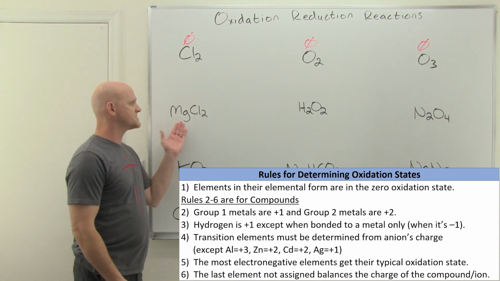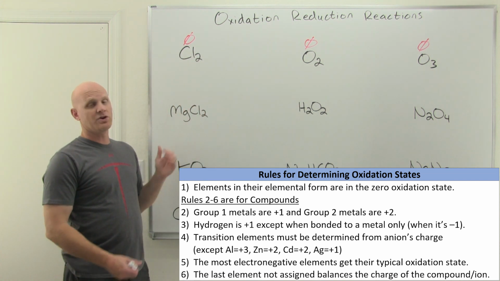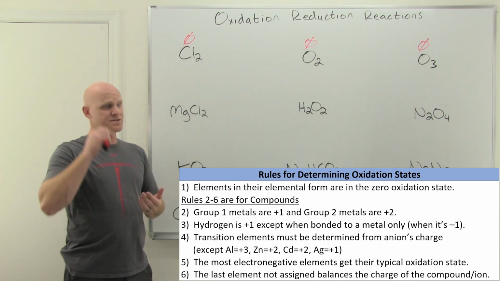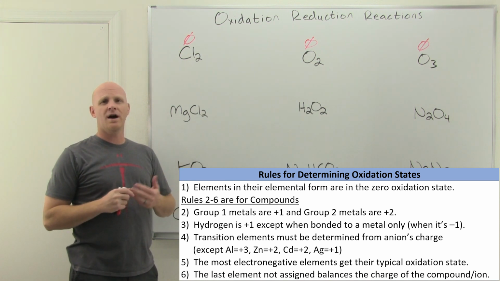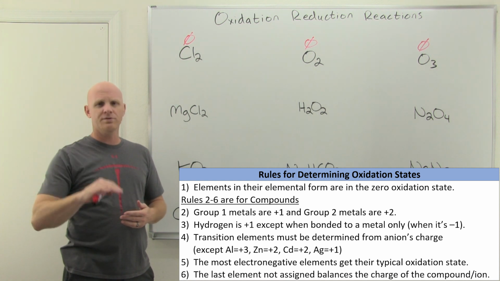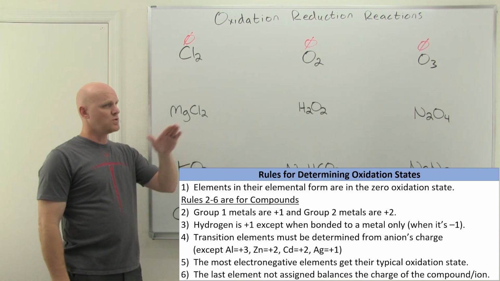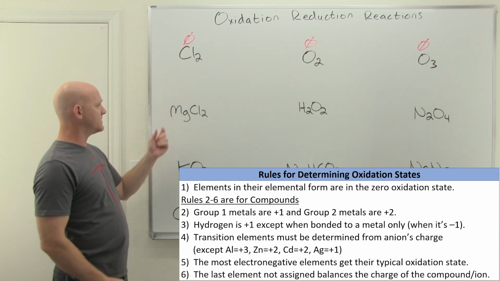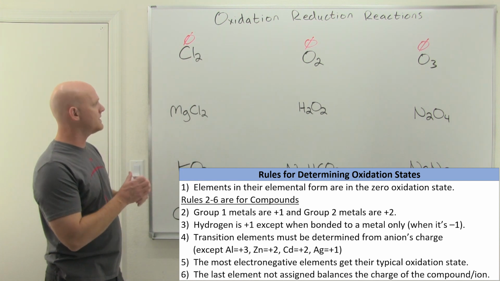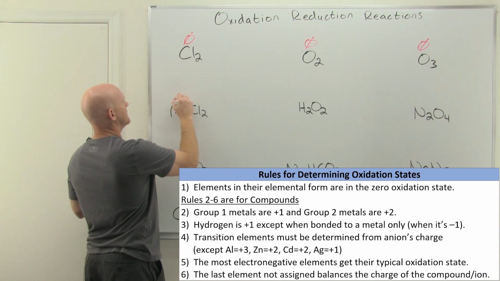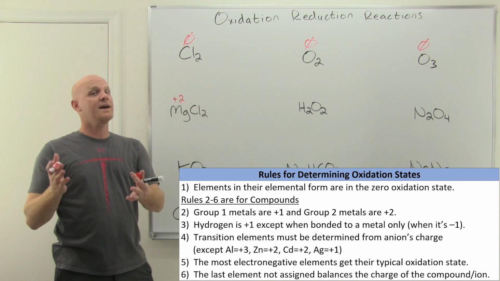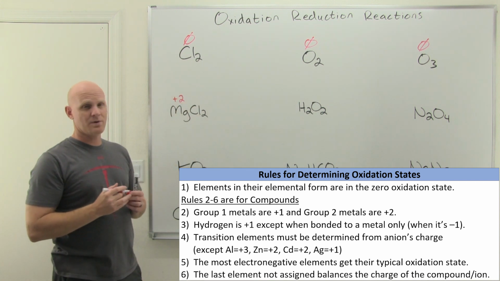And so in this case, you have to ask yourself a question: do you have any group 1 or 2 metals? The way this works, you just follow these rules in order. If rule 1 doesn't apply, move on to rule 2. If rule 2 doesn't apply, move on to rule 3. And so you follow them in order. Once I realize I have a compound, I skip rule 1, go straight to rule 2, and I say, do I have any group 1 or 2 metals? And yeah, I do. Magnesium here is a group 2 metal, and group 2 metals are always +2 in a compound. Okay, so there we go.